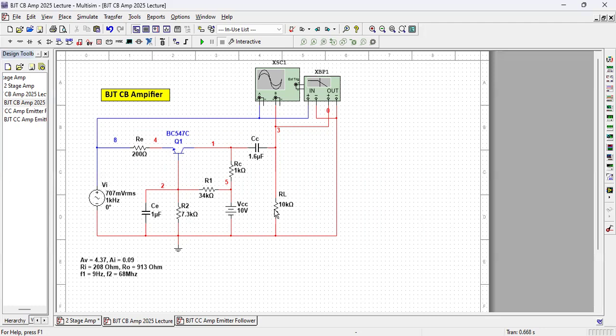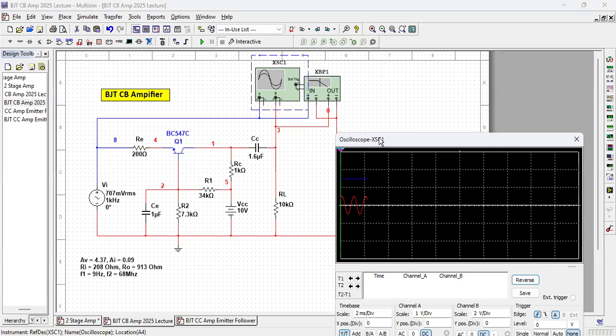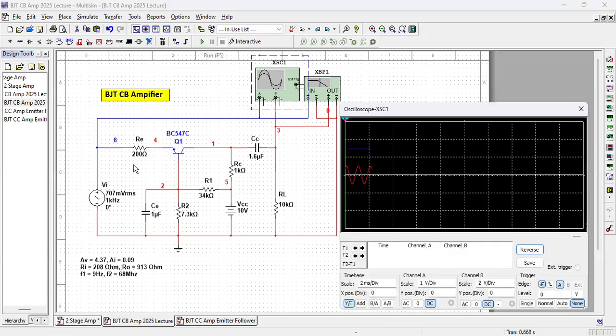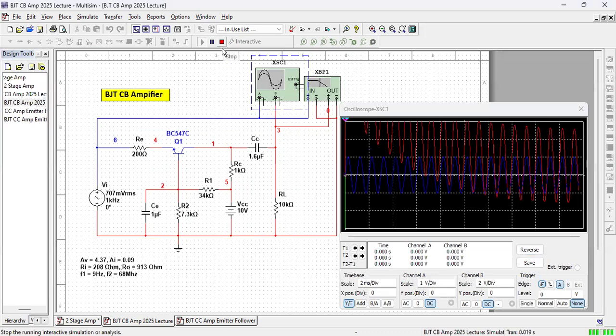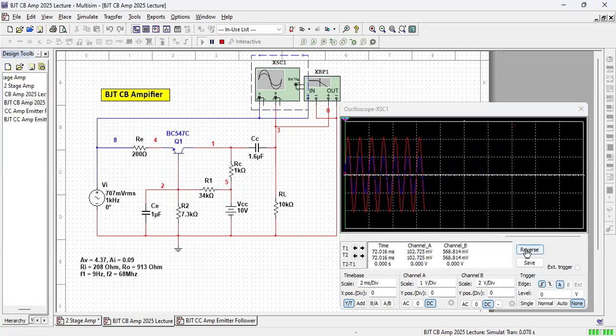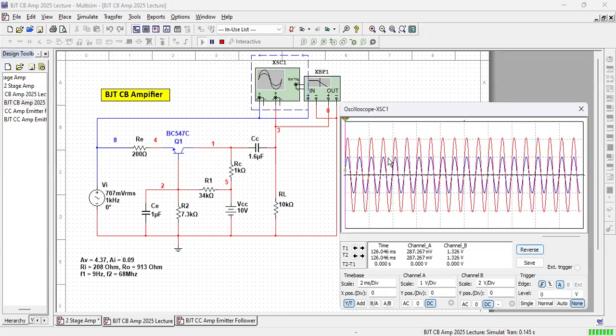It's not all theoretical. So let us switch on the oscilloscope. This is the oscilloscope and let's run. This is the signal supply. I have made it 707 millivolt RMS, which makes 2 volt peak to peak, and that makes it easy to measure and calculate. So let's run this oscillator. I'll reverse the screen so that it is all visible to you.